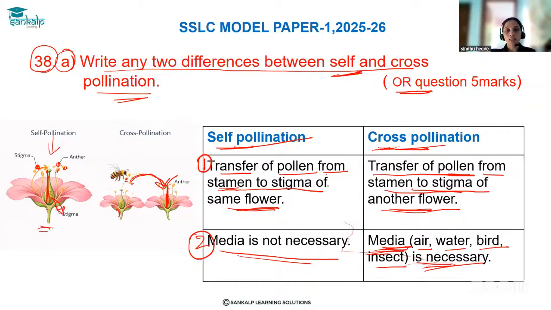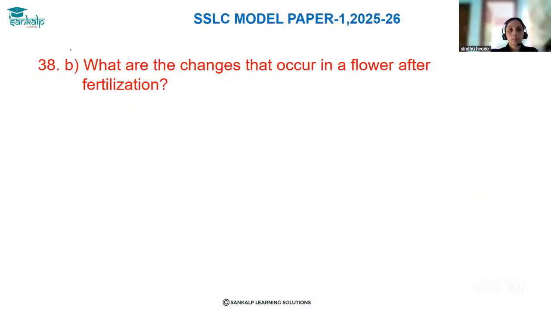These two are the differences we can write for self and cross pollinations. Then 38th B, what are the changes that occur in the flower after fertilization? So after fertilization, what are the changes we can observe in the flower?